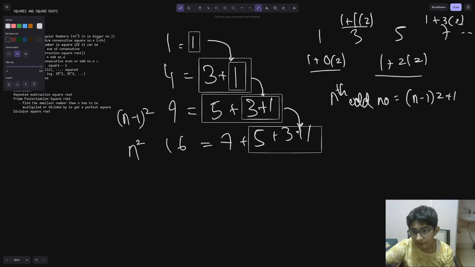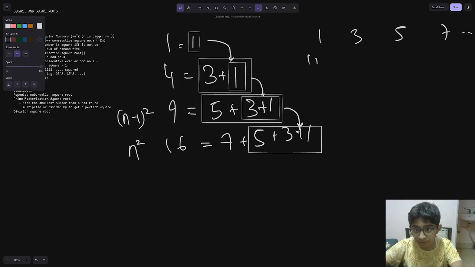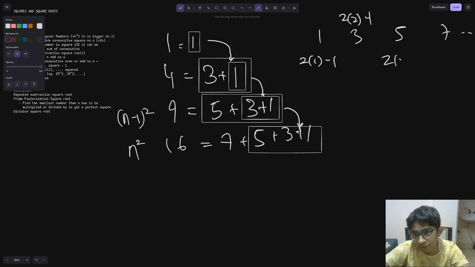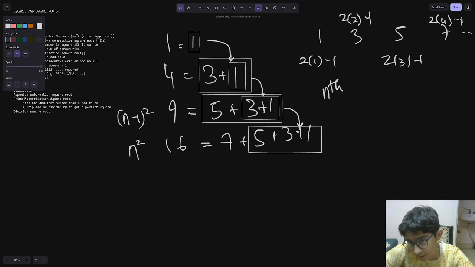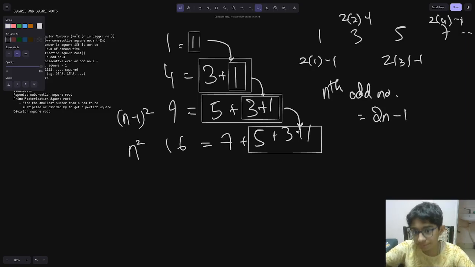Or the other way to do this is, I can express this as 2 times 1 minus 1. I can express this as 2 times 2 minus 1. Then guess, obviously it's 2 times 3 minus 1, 2 times 4 minus 1, and so on. So the nth odd number is equal to 2 times n minus 1, right?